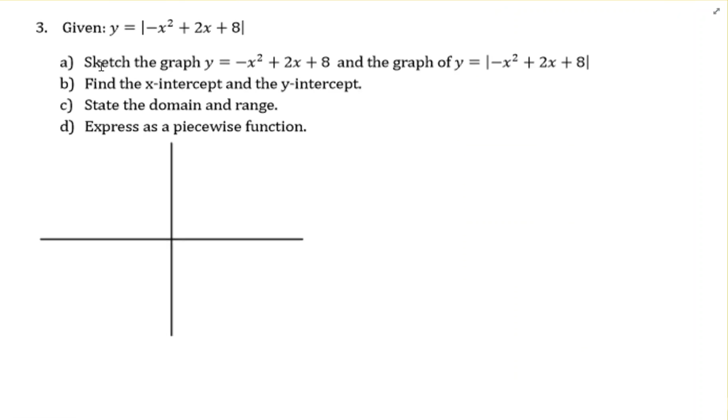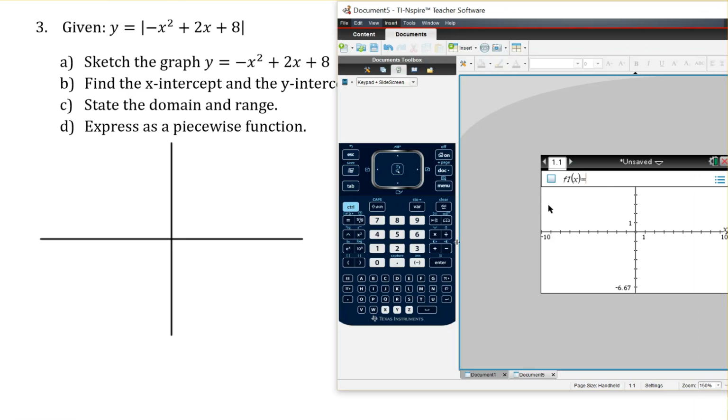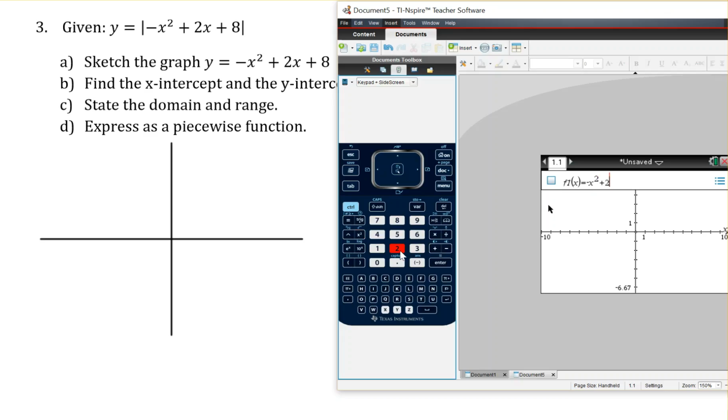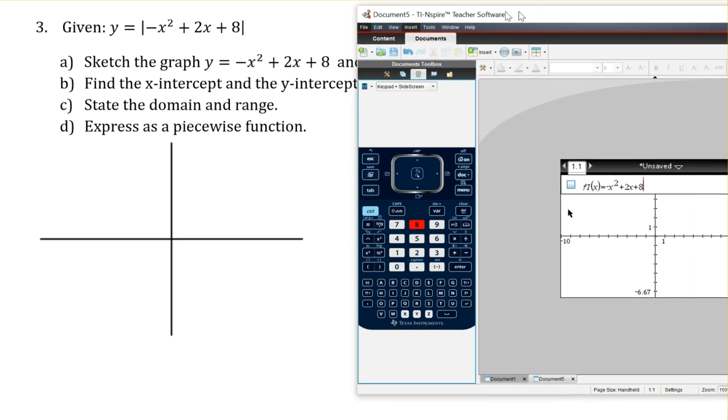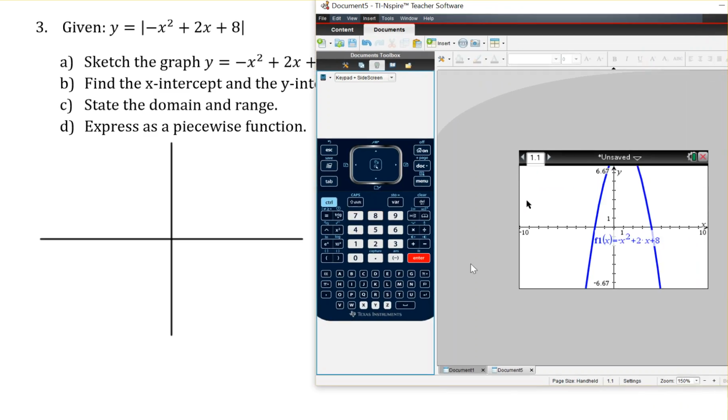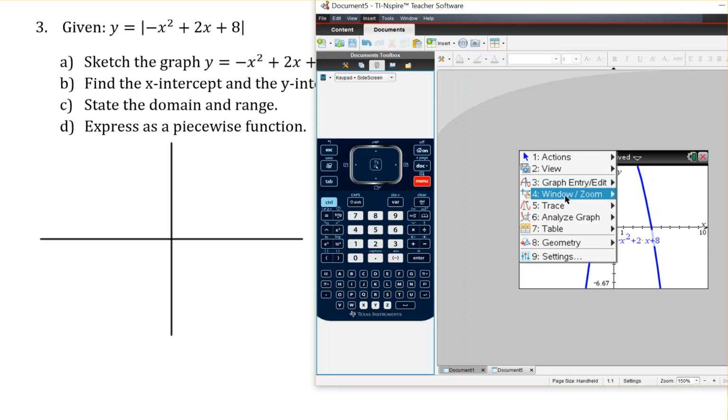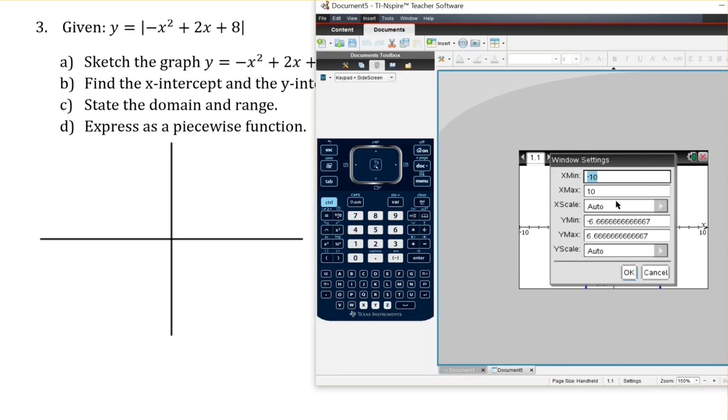Okay, so let's go ahead and do this one. The first one says sketch the graph of that and then the absolute value of that. So first one, we'll go negative x squared plus 2x plus 8, and then enter. So we got a parabola, right? Something like that. Let's make this a little bit bigger. Let's make our window, let's make the y go up. So y max, let's set that to 12.